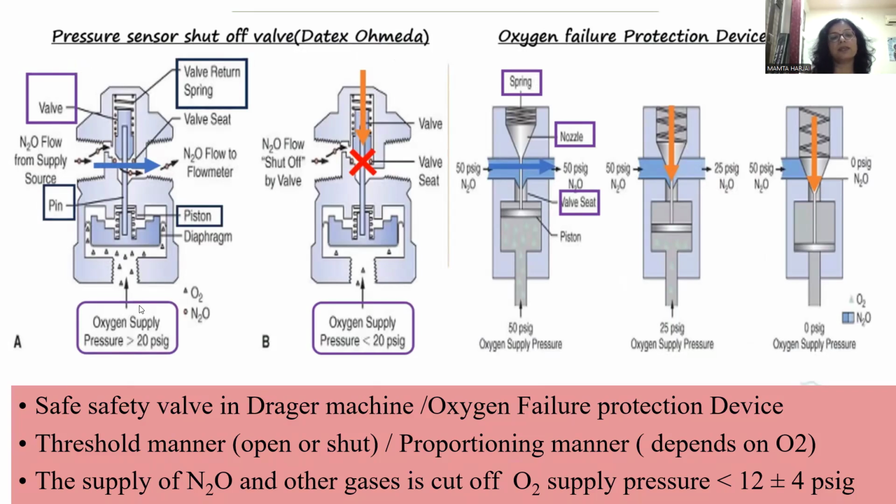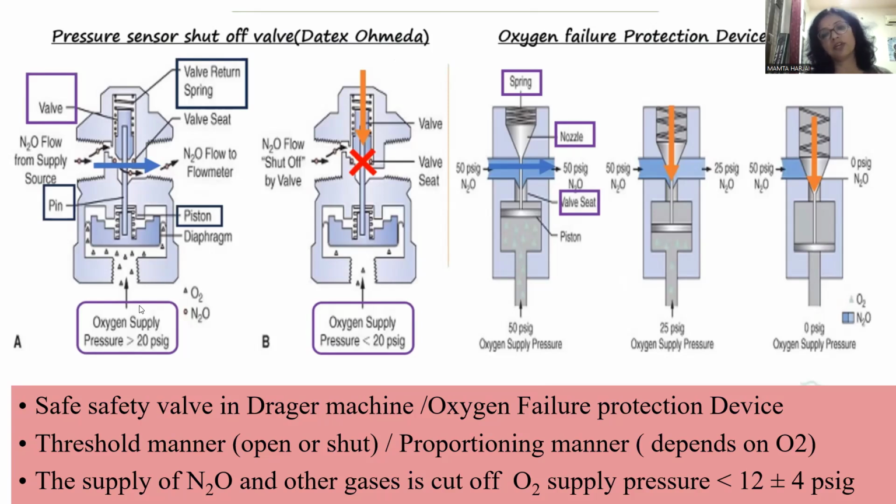Now what happens? The oxygen supply pressure is more than 20 psi. The gas is going inside. Its pressure is high, normal. So the oxygen supply from the supply source is fine, which is going to the flow meter. Now if this oxygen supply pressure goes less than 20, this is totally cut off. No nitrous oxide can be seen there. So it's either open or it's shut. So the piston is working only at the pressure of 20 psi.